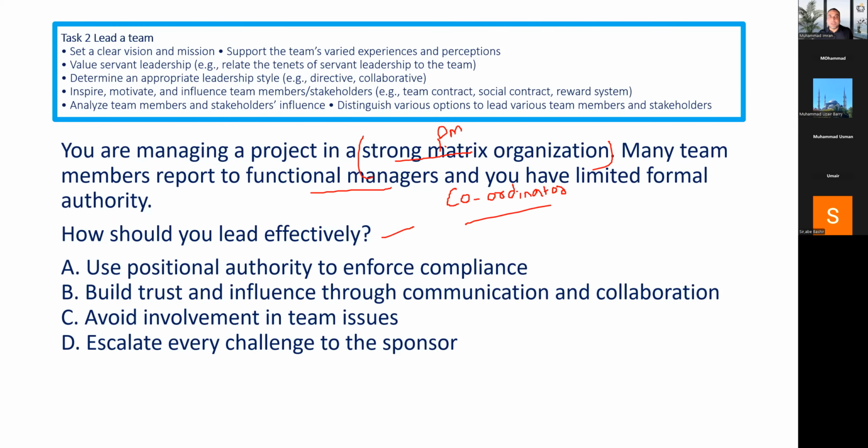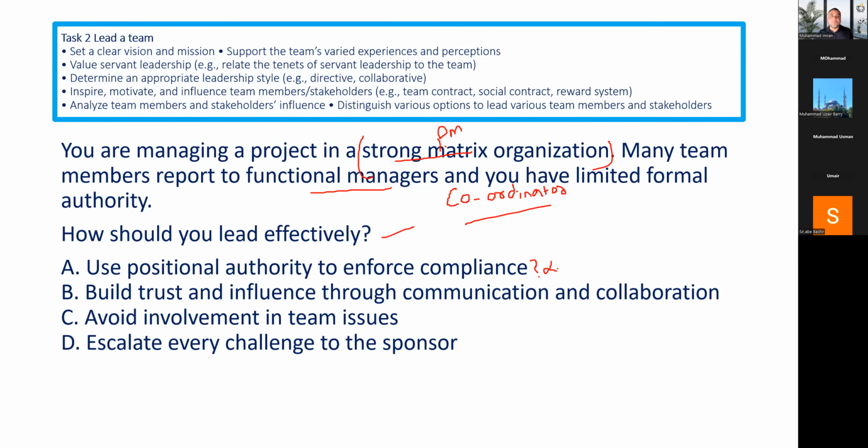Let's see what is possible. How should you lead effectively when you don't have full authority over the team members? What can we do? Use potential authority to enforce compliance. This does not exist in the question. The question always has the answer itself, so it doesn't align. Build trust and influence through communication and collaboration. Okay, seems to be a better answer.